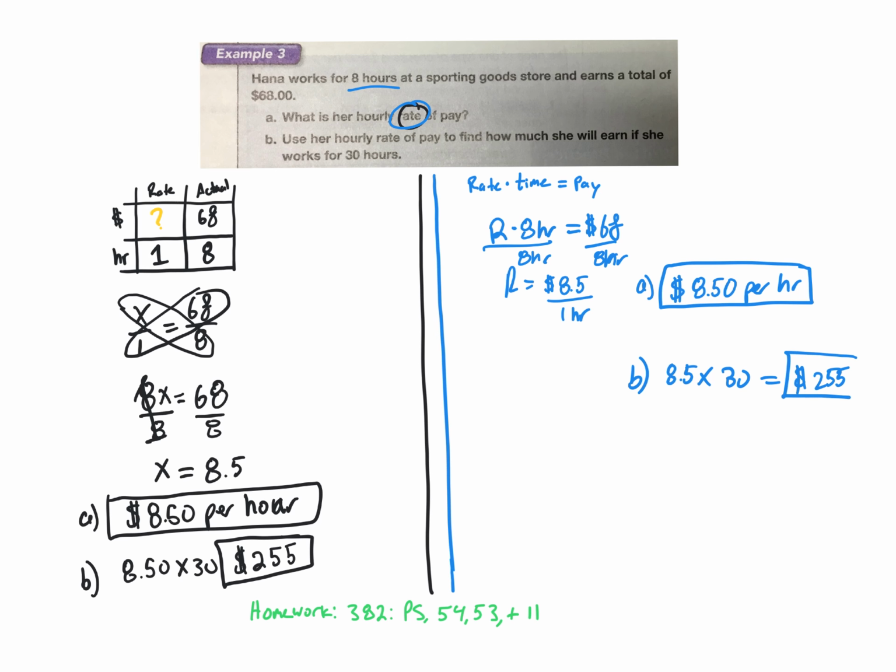255 for part B. If you haven't seen it already, your homework is on page 382. You can do the practice set, all the 54s, all the 53s, and 11 more of your choice.